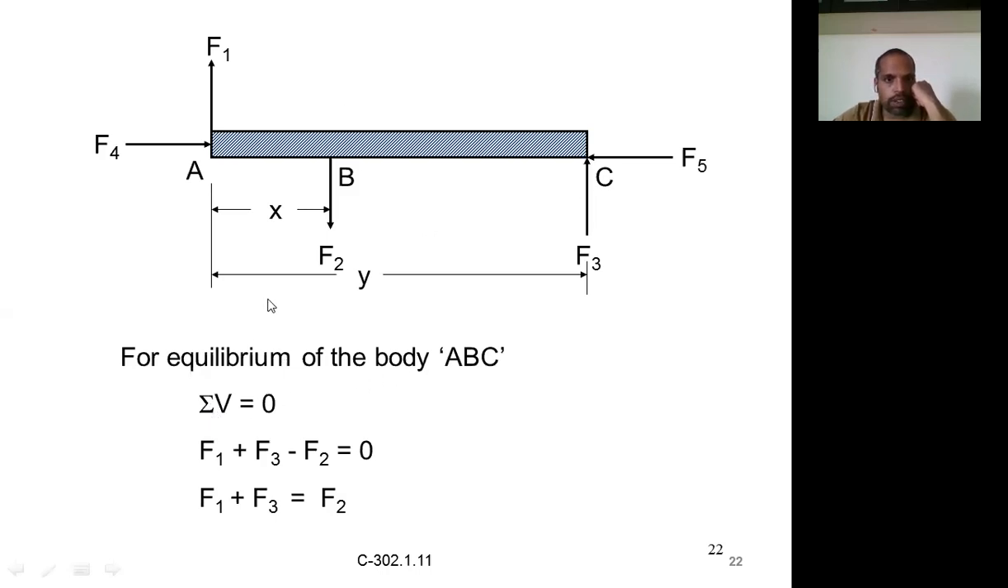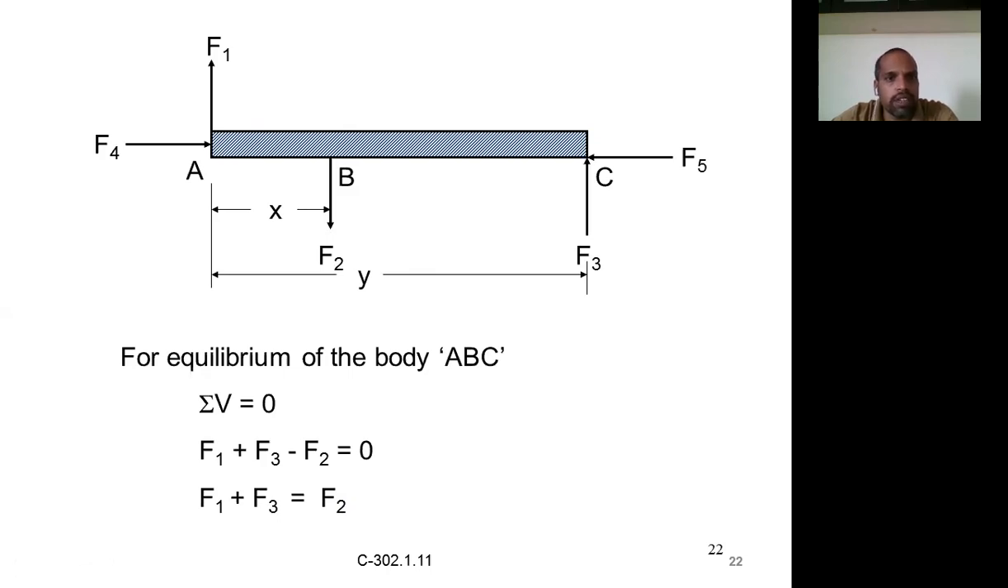Okay, the body is there, A, B, C. The sum of the vertical forces is equal to 0. What are the vertical forces? F1, F2, and F3. F1 and F3 are upward forces and F2 is a downward force. If you assume that upward forces are positive and downward forces are negative, then F1 plus F3 minus F2 equals 0. So F1 plus F3 is equal to F2. These two forces are to be balanced by the F2 force, then only the body will be in equilibrium along the y direction.